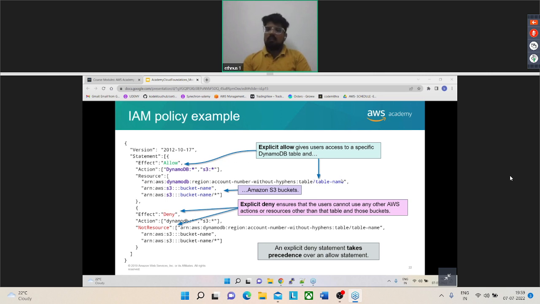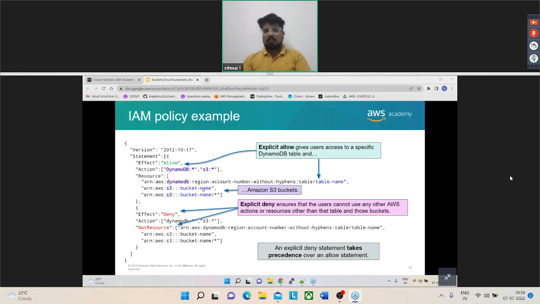So the name of the table where the permission applies is table name. For this DynamoDB table, a user can do all the tasks defined in the scope of DynamoDB. For example, they can add new items inside this table, they can create it, and they can delete this table. So all the actions they can do for this particular resource.